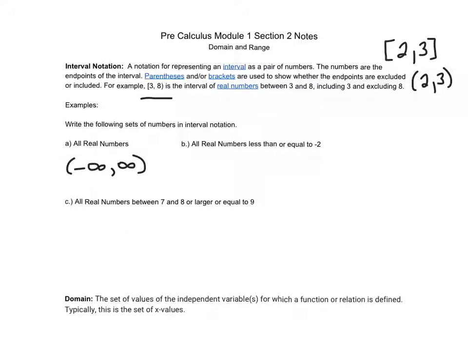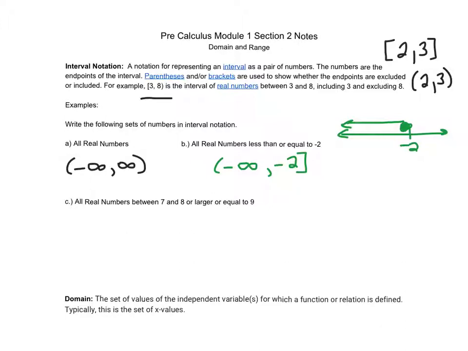The next one we have is all real numbers less than or equal to negative 2. So if you think about a number line, here's negative 2. It's all the numbers that are less than negative 2 or equal to negative 2, so we want to also include this negative 2. These numbers go smaller and smaller forever and ever. So in our interval notation, the smallest this is going to go is negative infinity, and the largest it's going to go is negative 2. Again, parentheses always for infinities, bracket for the number because we're including negative 2.